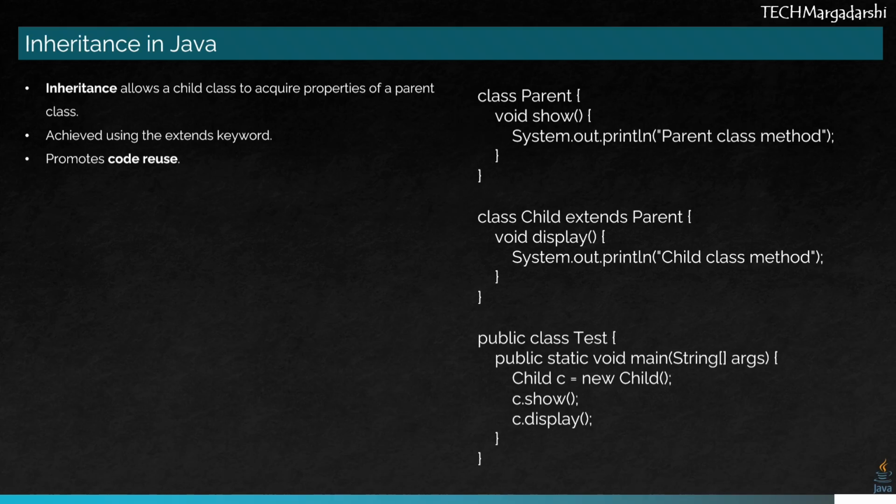We also call display, which belongs to the child class itself. This clearly shows that a child class can reuse parent class code. Inheritance reduces code duplication. It helps build hierarchical relationships between classes. So, inheritance is an important concept for writing clean, reusable, and maintainable Java code.